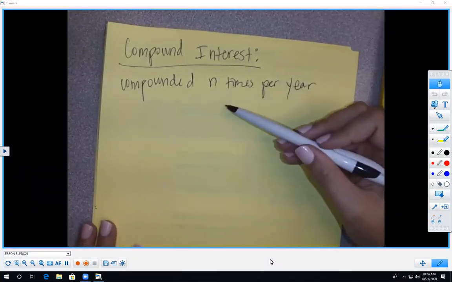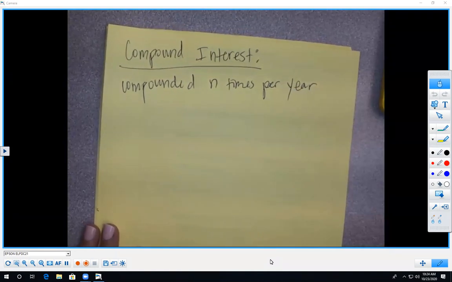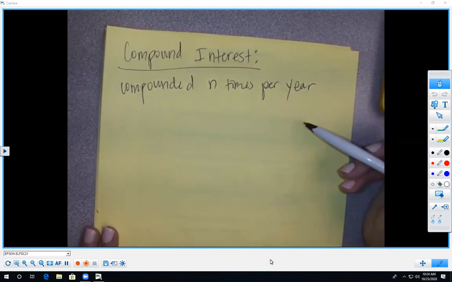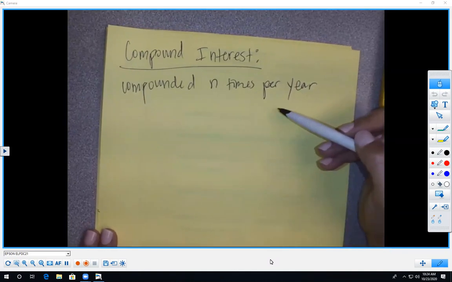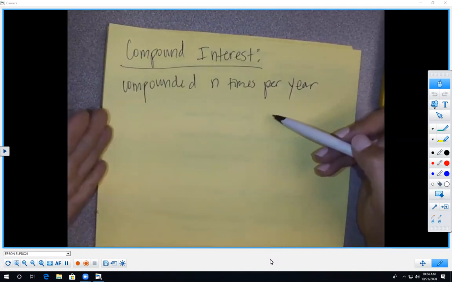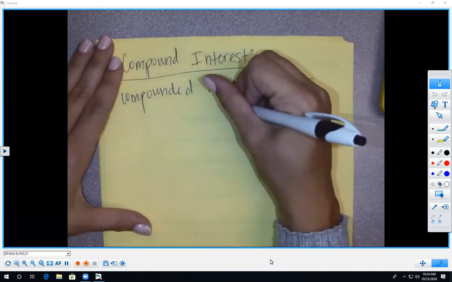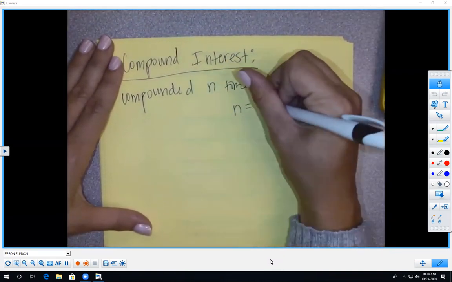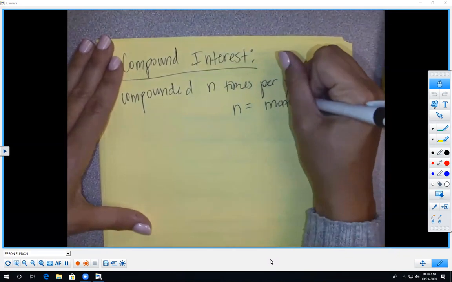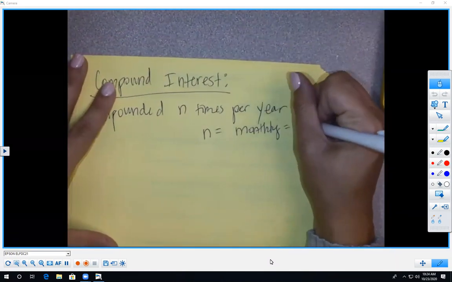Okay, so in that example we just talked about, your savings account, n times per year, we said that was monthly. How many months are in a year? 12. So n would be 12 in that case. Okay, so the whole idea of n, if it was monthly, n would be 12.